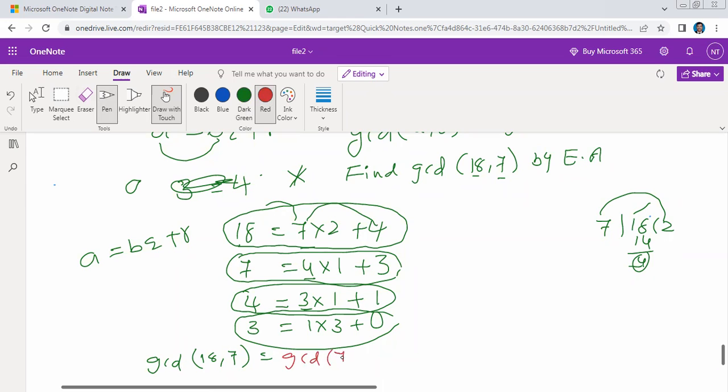GCD of 7 comma 4. Then similarly, GCD of 7 comma 4 ఇక్కడ వచ్చింది, GCD of 7 comma 4 is equal to GCD of 4 comma 3. Right. So GCD of 4 comma 3 next 3 comma 1. Next వచ్చేసి 1 comma 0. GCD of 1 comma 0. What is the GCD of 1 comma 0? 1. GCD of 1 comma 0 is equal to 1.